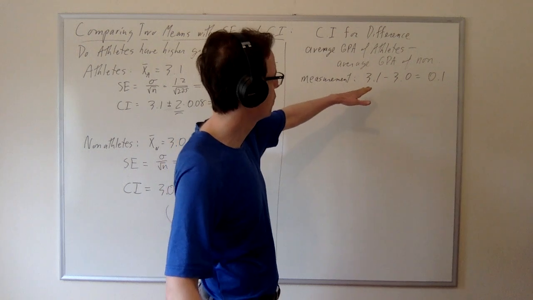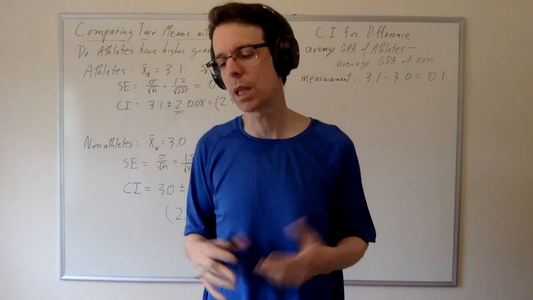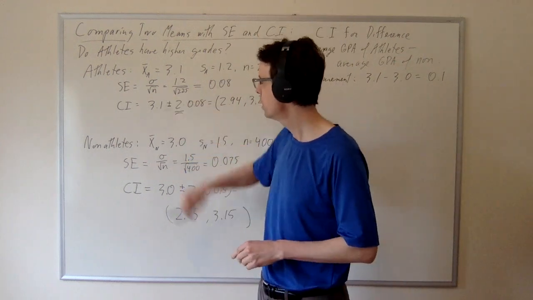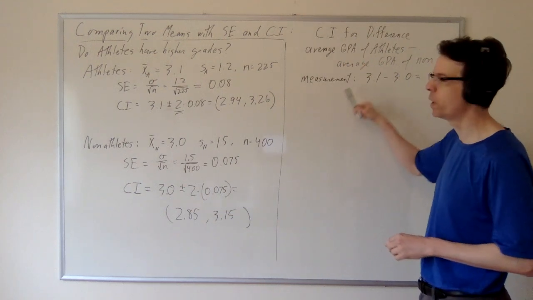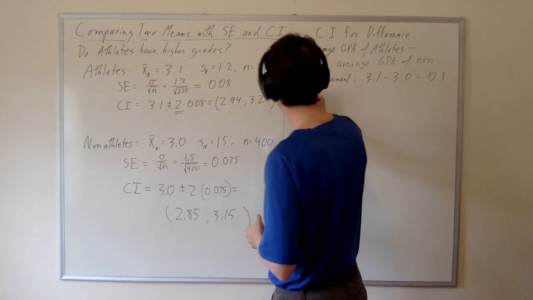We have a measured value of the difference, and we want to produce a confidence interval for the difference, but we need a standard error in order to produce a confidence interval. We have a standard error for this one. We have a standard error for that one. We need a standard error for the difference between them. And this is where we're going to use this combining formula for the standard error.